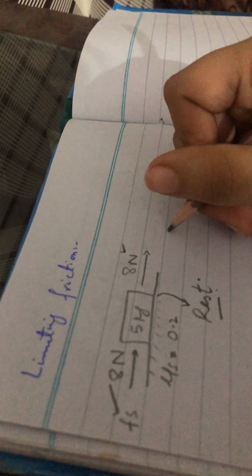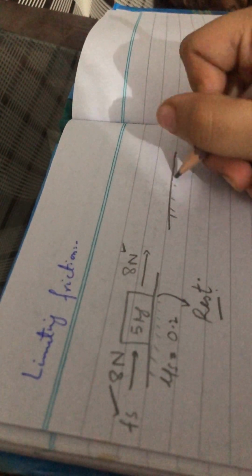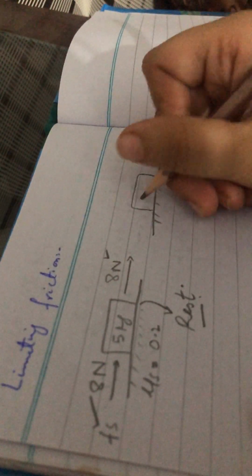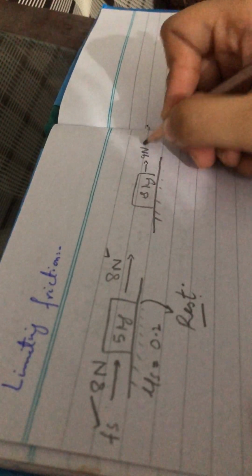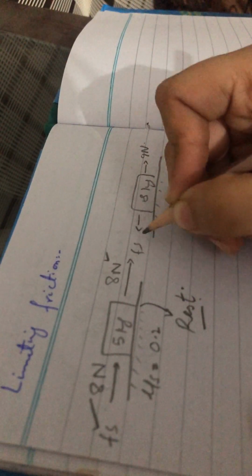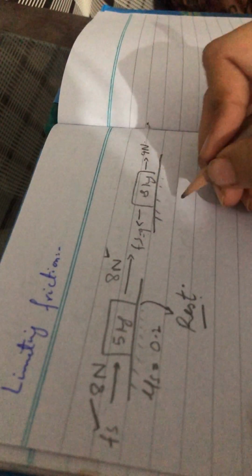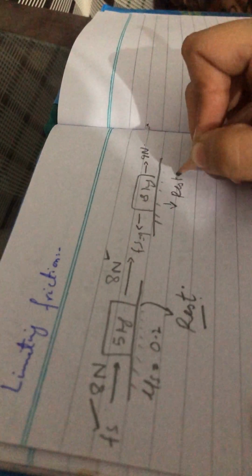After that, for example, this is a surface and we have applied a force of 9 Newton. So the static friction will also be 9 Newton. So this body will also be at rest.